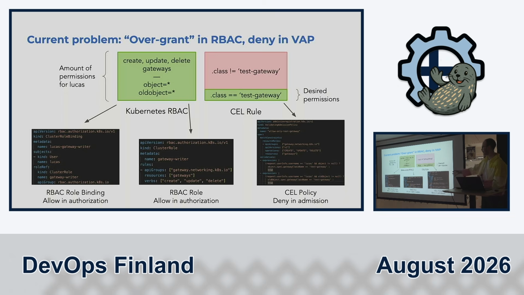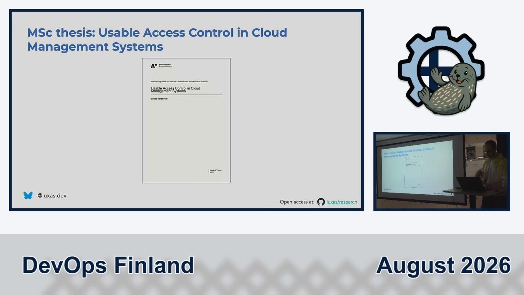What I really would like to do here is I would just want one policy which says user is Lucas, it's a gateway, and the gateway object has to have this property, namely class is test gateway. That's all I want. Those three things. And so yeah, I started researching that a little bit some year back. And this came out of looking at what are some unsolved problems from a long time back in Kubernetes. I needed to write a master's thesis at the time, so I wrote this as my master's thesis.